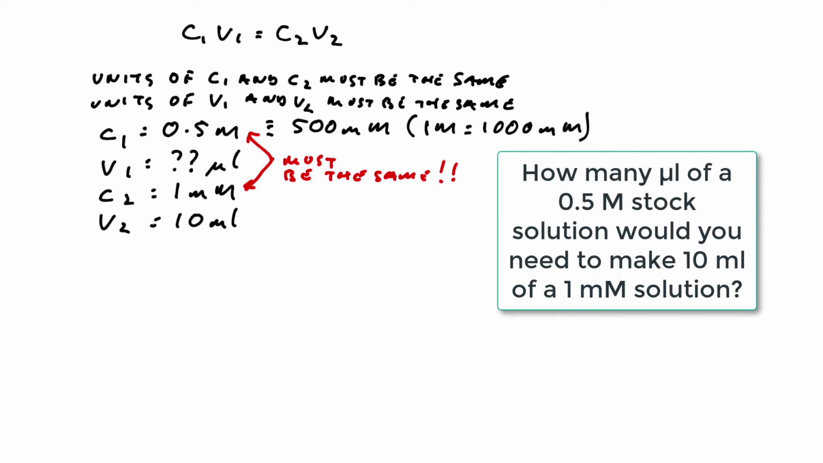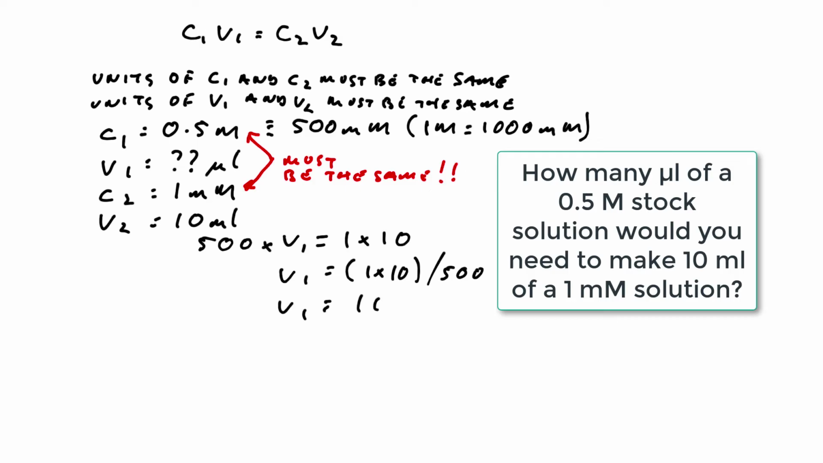We can then plug the numbers into the equation. 500 multiplied by V1 is equal to 1 times 10. We can rearrange that equation, move the 500 over, so this gives us V1 is equal to 1 times 10 divided by 500. Therefore V1 is equal to 10 divided by 500, which is 0.02 mils.